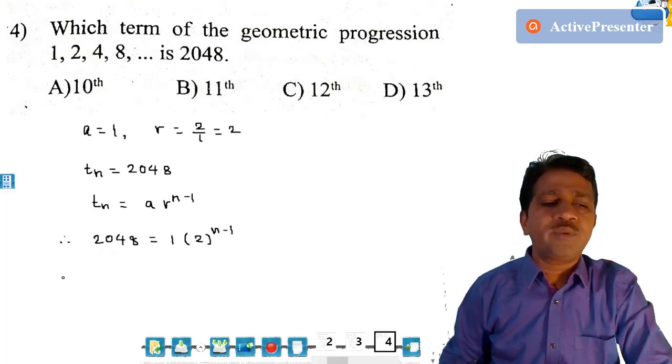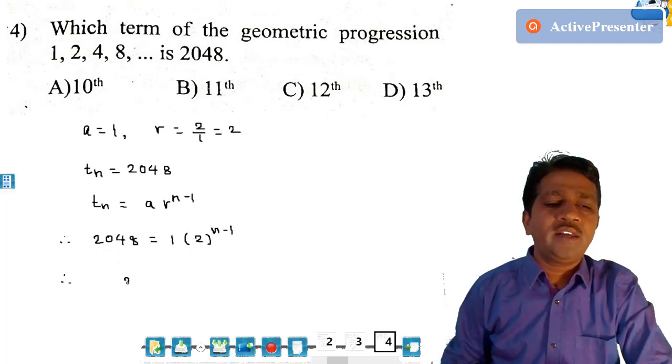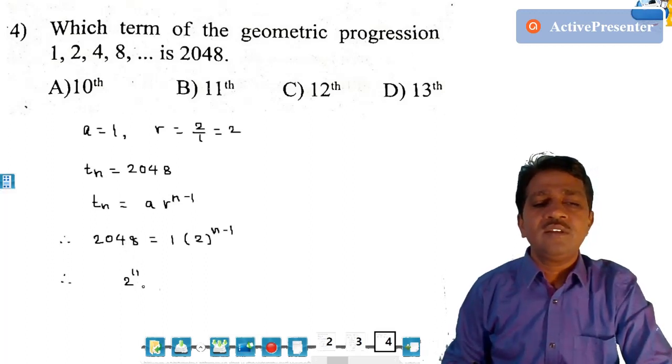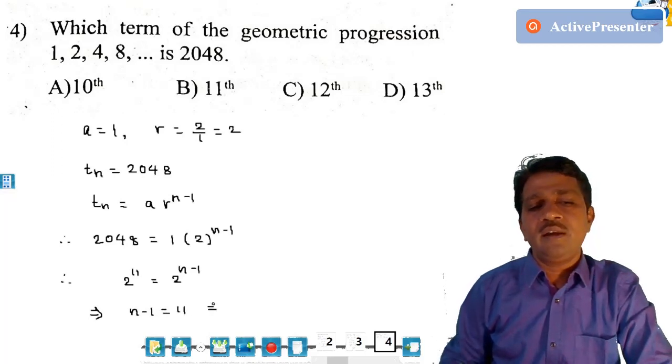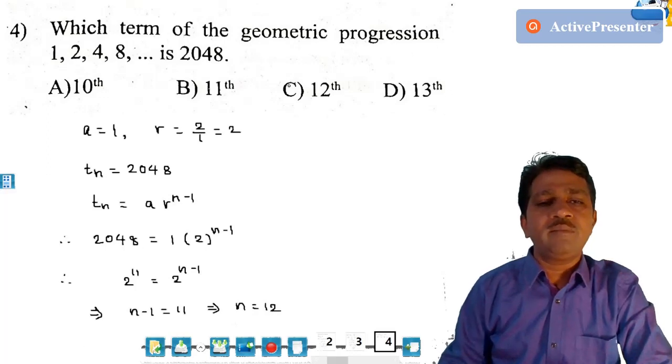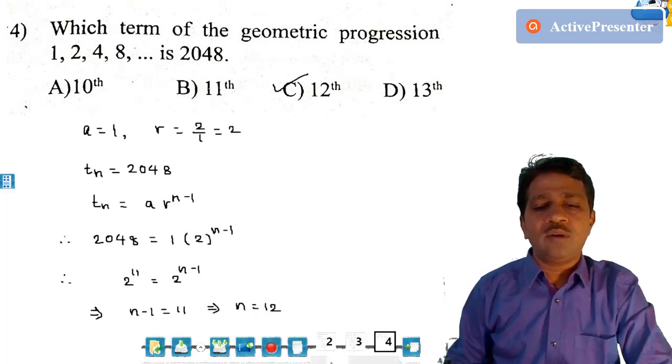So we have to express the left hand side in the powers of 2, and clearly it is 2 raised to 11, because we know 2 raised to 10 is 1024 and its twice is this one, so it is 2 raised to 11, and on the right side it is 2 raised to n minus 1. So on comparing the powers, I will get n minus 1 equal to 11, and that will give you n is equal to 12. So the given term is the 12th term of that sequence.